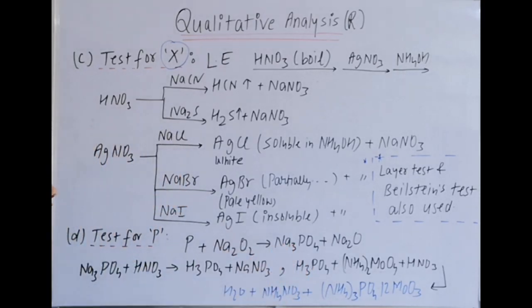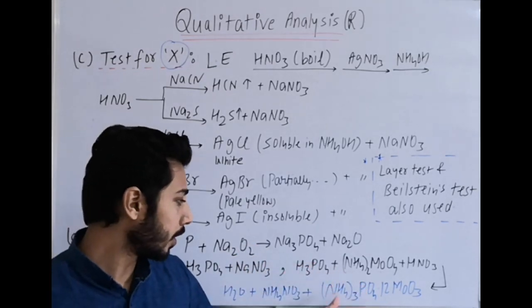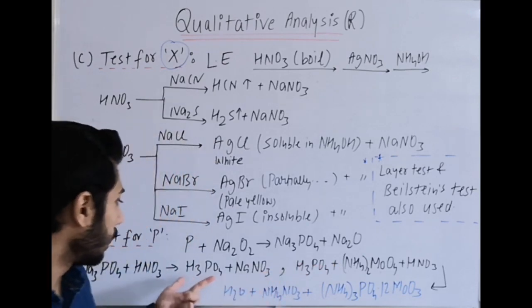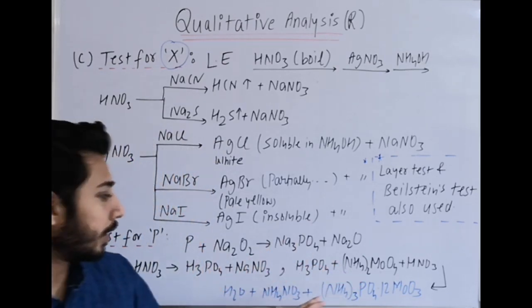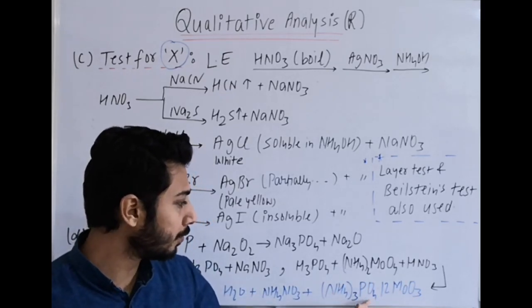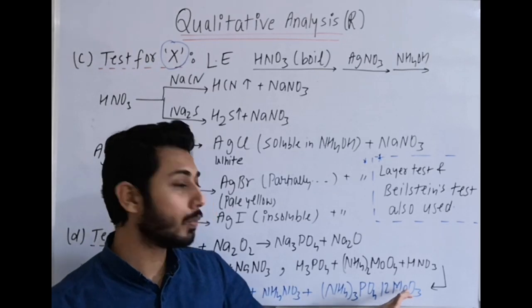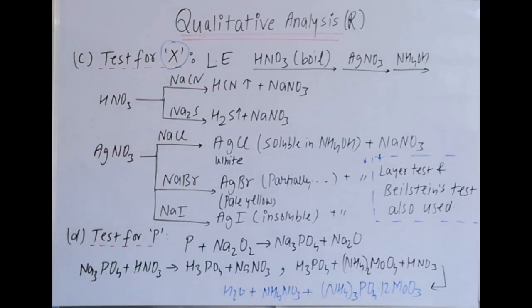These reactions are written in NCERT. Also you will get the reactions there. It is given in balanced form, so you can go through that part. Here I am only writing the products: after the formation of H3PO4, adding ammonium molybdate gives a yellow precipitate of this compound, which is (NH4)3PO4·12MoO3. It is yellow in color. The others are the byproducts.